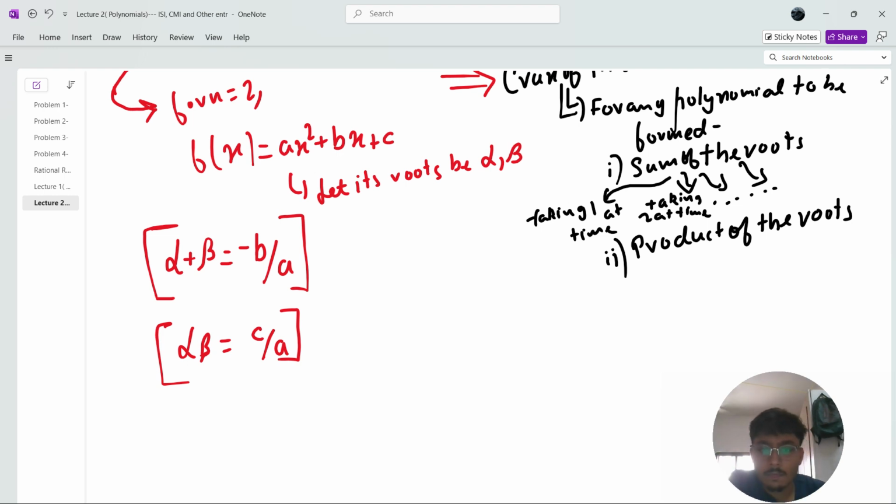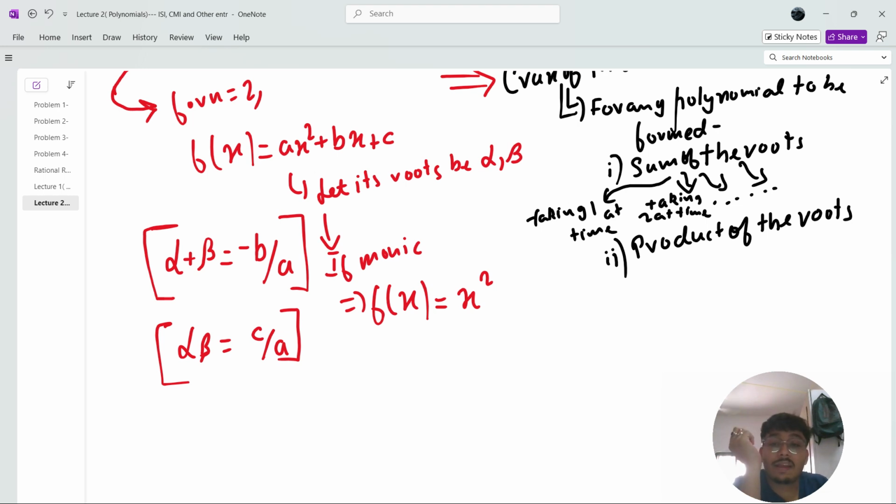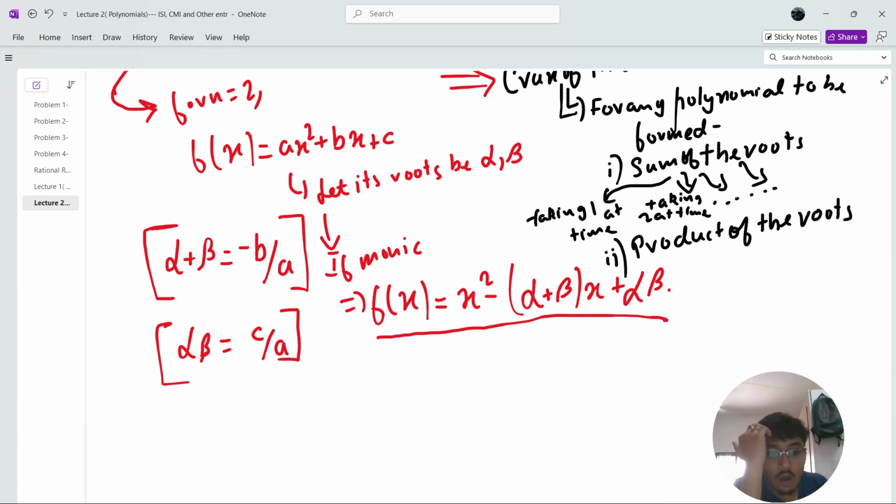Now, if again monic, then my alpha plus beta becomes minus b since a is 1 and my alpha beta becomes c. My f of x can be formed, meaning one can form the equation by only knowing the roots and the relations. How? My f of x is basically x square, this is minus b by a, so alpha plus beta is minus b. Here we have b, so we can write minus of alpha plus beta x plus c, that is alpha beta. So this is how to form an equation if we know the roots.